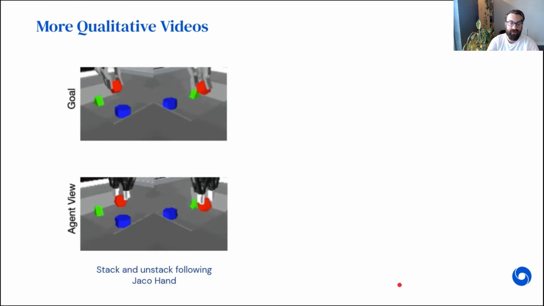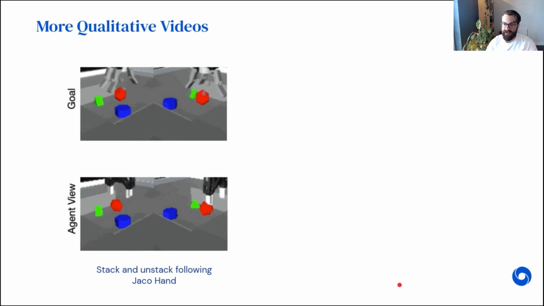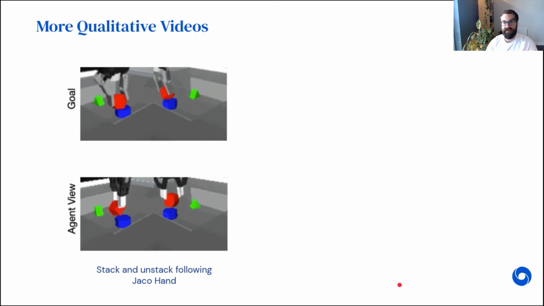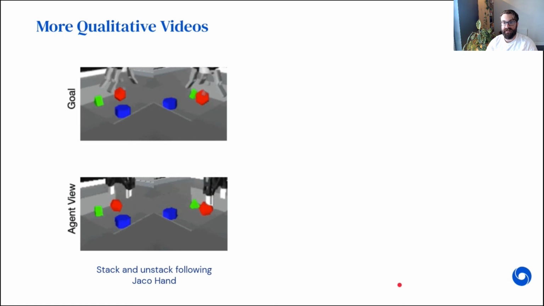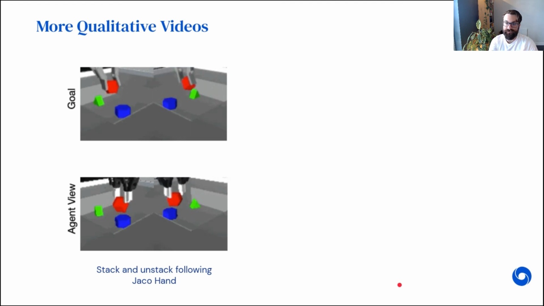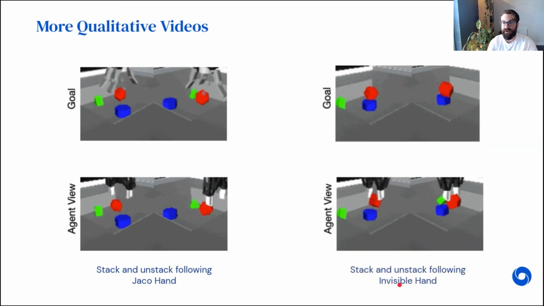We also looked into behaviors that were not included in the trajectories used for training the representations. In this case, we have stacking followed by unstacking. This is a demonstration by a Jaco hand, and we're able to imitate that with our imitating agent and our robotic gripper. And similarly, we're also able to do that when the hand is not rendered.